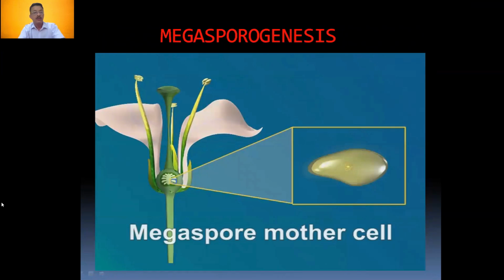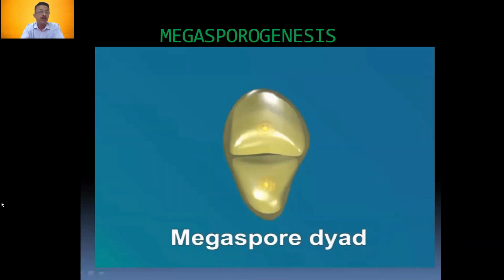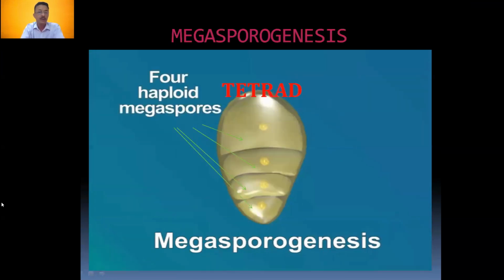Now look at these diagrams of what we have discussed. Look at which is the megaspore mother cell. How it was formed, we just discussed with you. The megaspore mother cell will divide into four megaspores with the help of meiosis. After the first meiotic division, the megaspore dyad is formed. Then after the second meiosis, four haploid megaspores are formed. This condition is called tetrad.